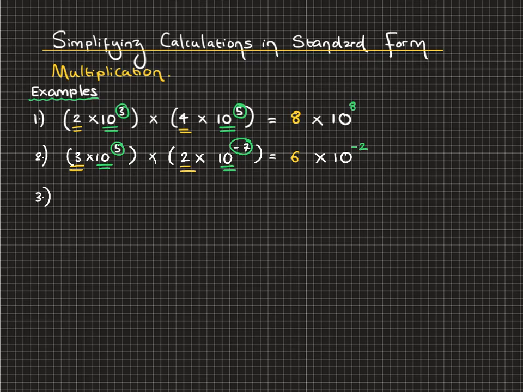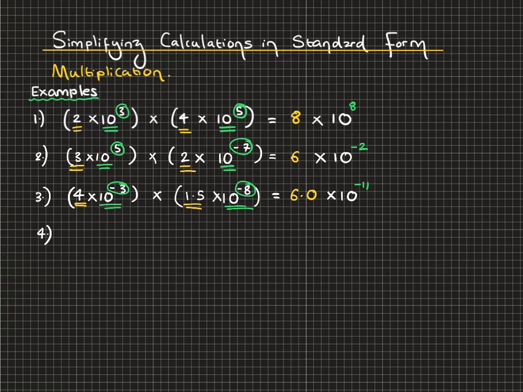Let's try another example. 4 times 10 to the negative 3 multiplied by 1.5 times 10 to the negative 8. Well, 4 multiplied by 1.5 gives me 6. You might like to write 6.0, it doesn't matter. And we want that times 10 to a power. So we have 10 to the negative 3 multiplied by 10 to the negative 8. So again, remember, you're multiplying, the bases are the same, they're both 10, so you need to add your indices. Negative 3 add negative 8 is negative 11.